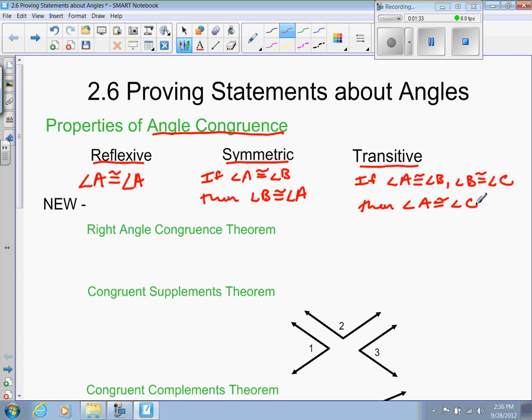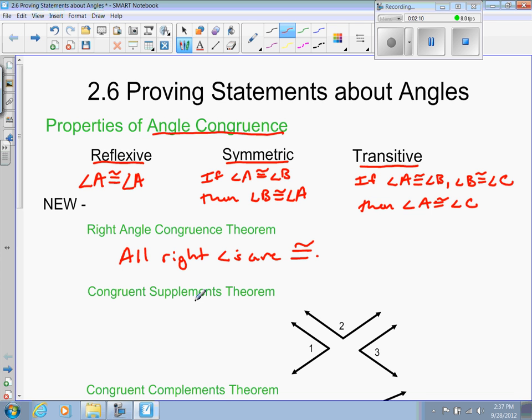We also have some other new theorems. Remember, a theorem is being proved by using already accepted statements. And the right angle congruence theorem says all right angles are congruent. That makes sense. If they all have a measure of 90 degrees, then by the definition of congruence, they are congruent to each other.